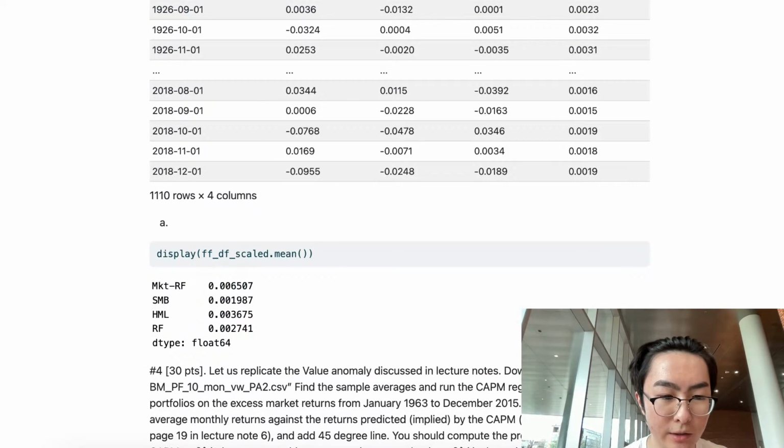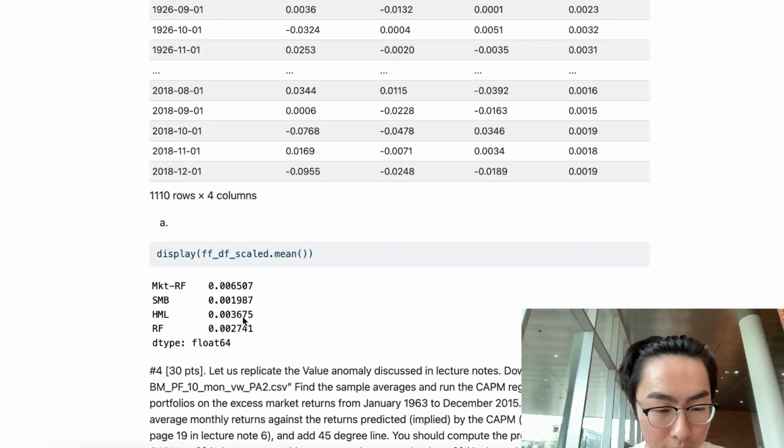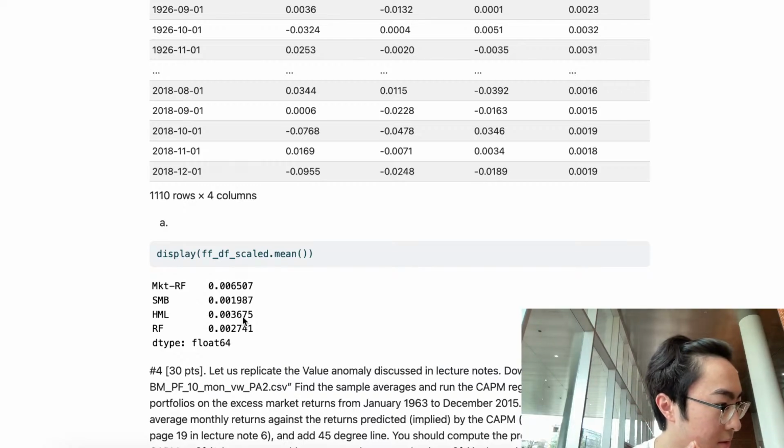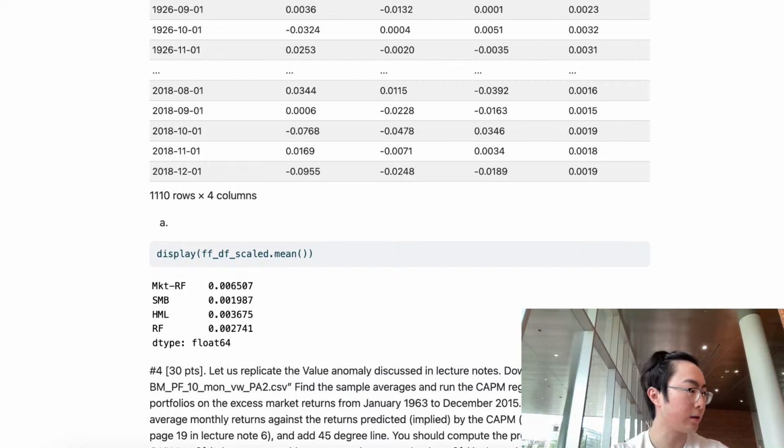An interesting thing here is that the market risk premium is higher than the returns from the HML. So I think maybe this strategy might not be the best way to go about it. Also, let's try subtracting these columns.